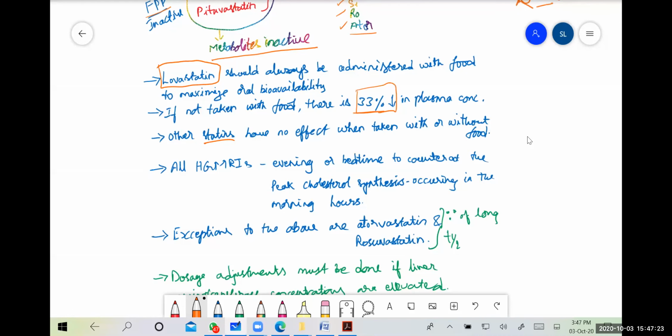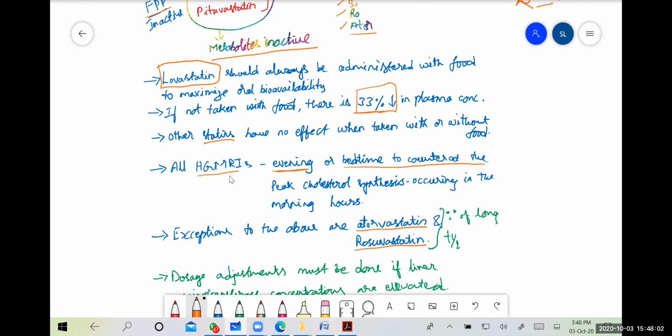Then all HMG-CoA reductase inhibitors must be taken either in the evening or at bedtime to counter the peak cholesterol synthesis which occurs normally in the morning hours. There are some exceptions to this common statement, that is atorvastatin and rosuvastatin. They need not be given during this time.